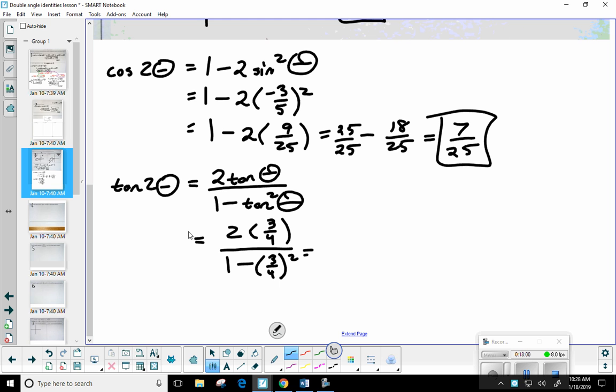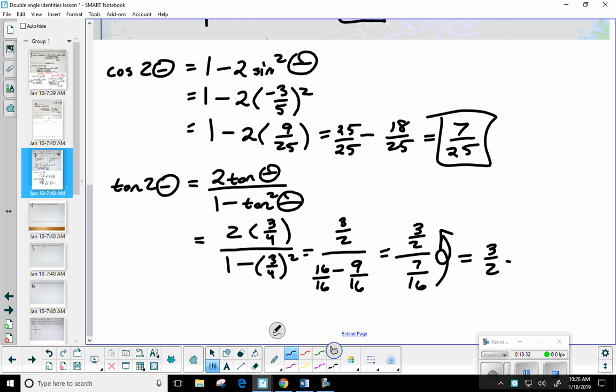So if I double 3/4, I get 3/2, since 6/4 would reduce. So this is going to be 1 minus 9/16. Now I'm going to simplify. The 1 would be 16/16. So I'm going to have 3/2 over 7/16. Dividing by the fraction, multiply by the reciprocal, so 3/2 times 16/7. You could multiply straight across, but again, I like to simplify. And 3 times 8 is where I get that 24, 24/7.